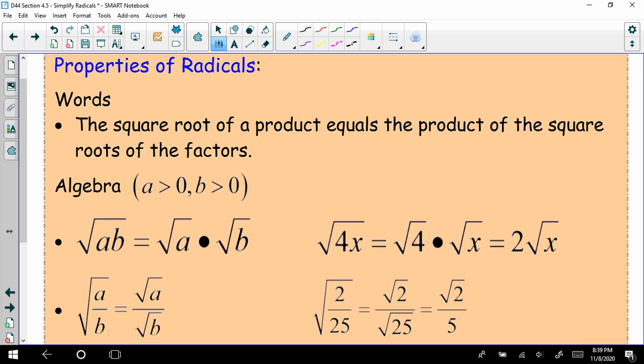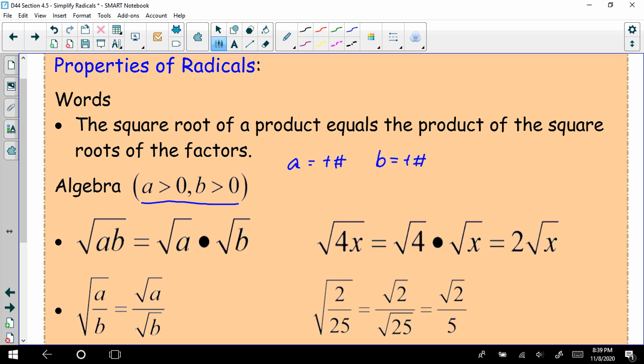The square root of a product equals the product of the square roots of the factors. That sounds kind of wordy, so let's take a look at this. They are assuming that whatever A and B are representing is something positive. That is what A is greater than 0 and B is greater than 0 is implying. A and B are both positive. So A is a positive number, B is a positive number. That is what that is really saying.